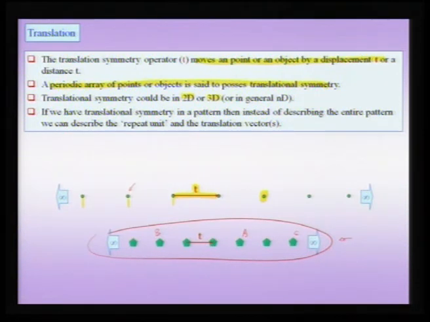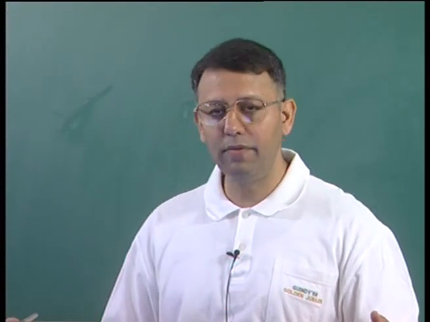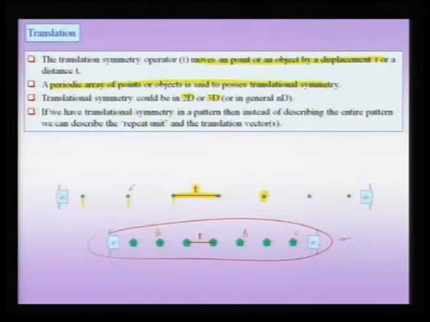Therefore, if I have translational symmetry, I do not have to describe the entire crystal. All I have to do is take one unit of the crystal, for instance this pentagon, and in addition to this pentagon I can describe a translational vector t, and I will land up with the entire crystal. So, there is a certain advantage, certain brevity, certain succinctness when I use symmetry operators to describe crystals.